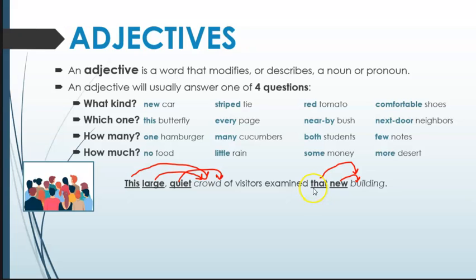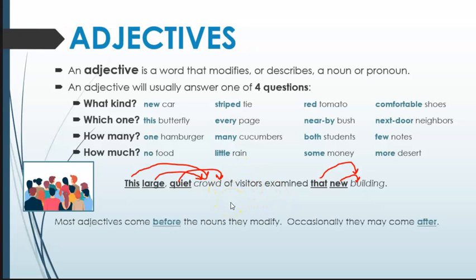So you will find adjectives throughout your sentence, both in your subject and in your predicate. You will even find them within prepositional phrases. Most adjectives come before the nouns they modify. This is the English construction of language. I know in foreign language it is different. They come after. Occasionally in English they may come after the noun as well. When they do, we set them off with a comma. It does add some variety to writing.